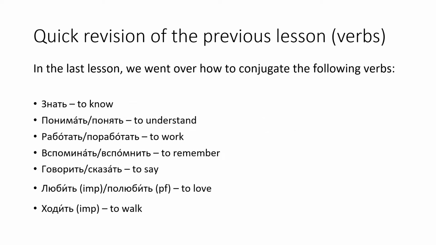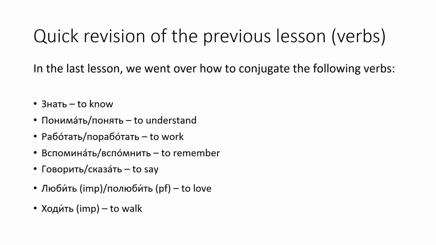So in my last lesson, we had a look at how to conjugate verbs. If you haven't looked at that lesson, I would recommend that you go there now before continuing on with this lesson, just so that you're up to date with all of the vocabulary and grammar structures that we're going to be using. So I'll just read through this list quickly, and if you don't remember how to conjugate them, then maybe just have a quick revision of that previous lesson so that you can learn and get the most out of this lesson today. So we've got знать, to know, понимать, понять, to understand, работать, поработать, to work, вспоминать, вспомнить, to remember, говорить, сказать, to say, любить, полюбить, to love, and ходить.